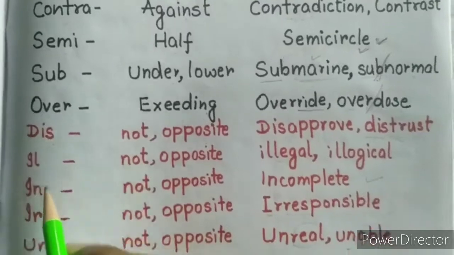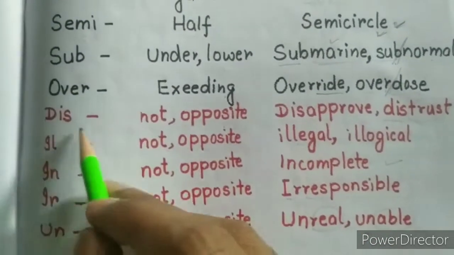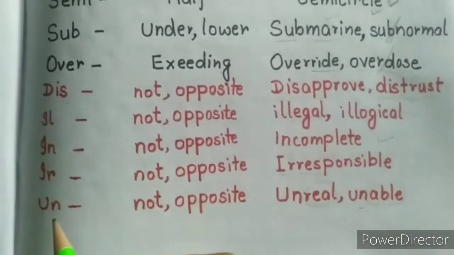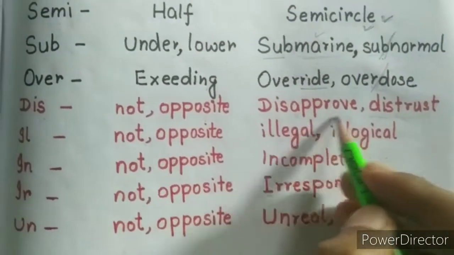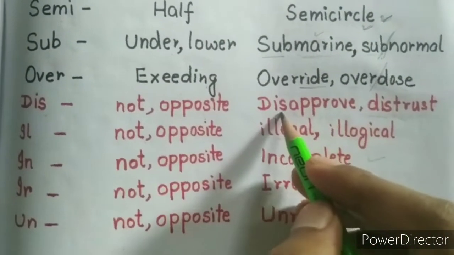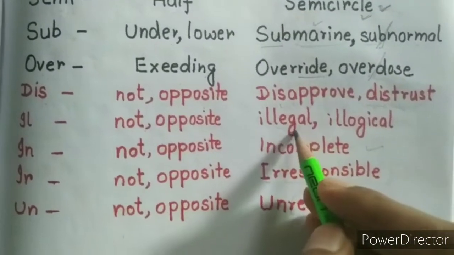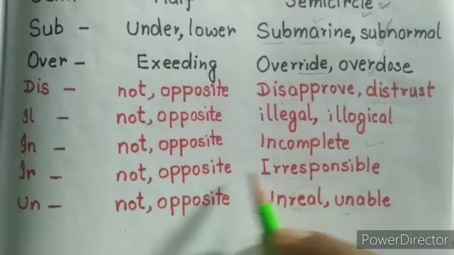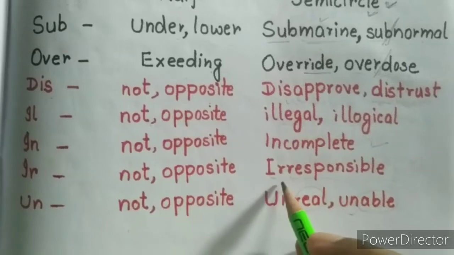Dis, il, now see, you must be wondering why I have put them all in red, because they all have the same meaning: dis, il, in, ir and un. Let's have a look at the example. Disapprove, when you don't approve something, that is disapprove. The same way distrust. Then illegal, illogical, the same way complete becomes incomplete, and irresponsible. When we don't act responsibly, we are called irresponsible.